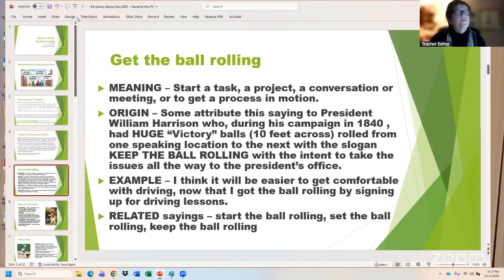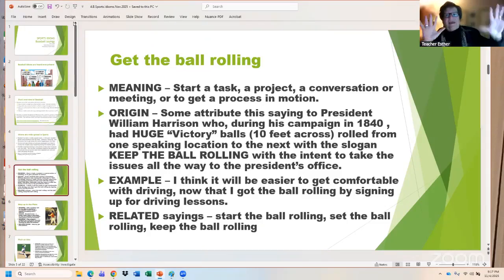Okay. So get the ball rolling, sometimes we think about it as related to baseball. Let's get the ball rolling. But the actual origin was from a political campaign. And this political campaign was pretty intense when you think about rolling a monstrous ball 10 feet across, so that's as big as a room, rolling it from one place to another.